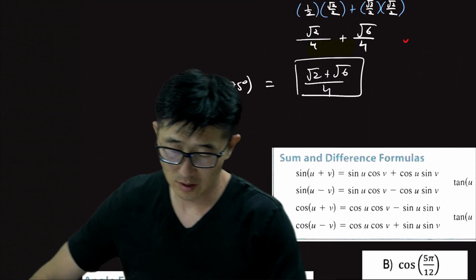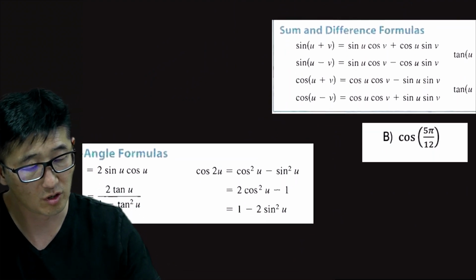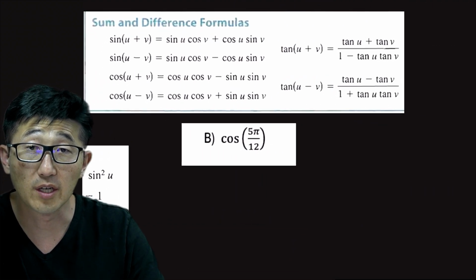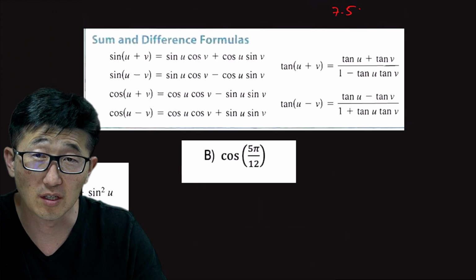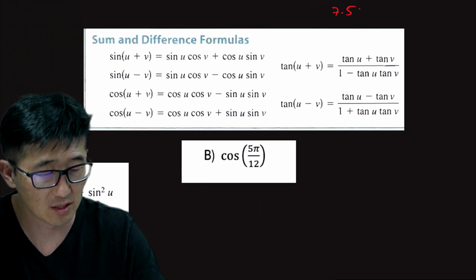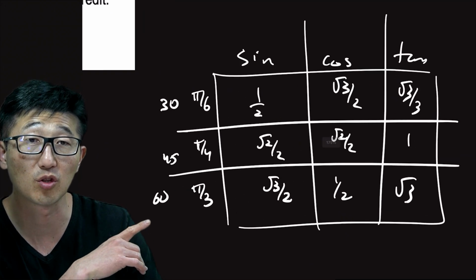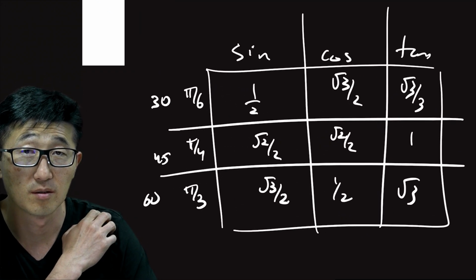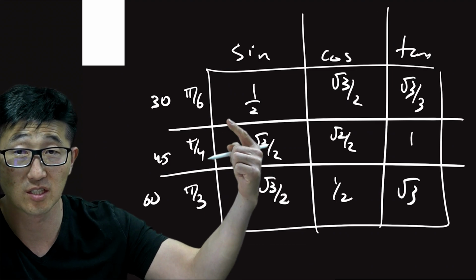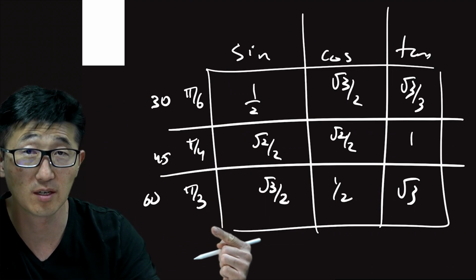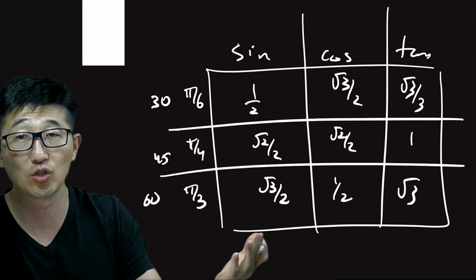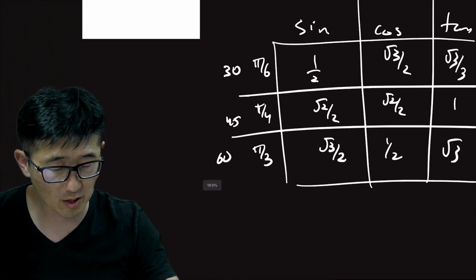Cosine of 5 pi over 12. So you're looking at this and thinking, oh no, I don't even know what that is. Well, look at your chart again. Do we have any denominators with 12 in it? No. It has to be made up of 6, 4, and 3. So how do you figure out the combination of which two adds up to 5 pi over 12?